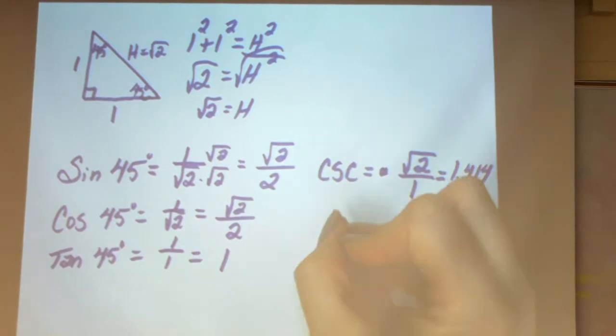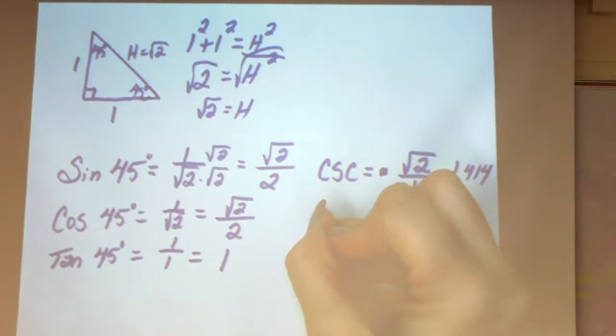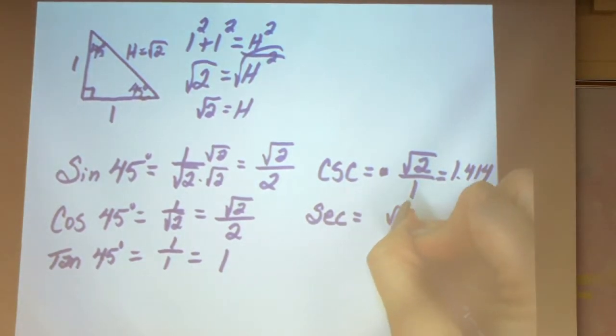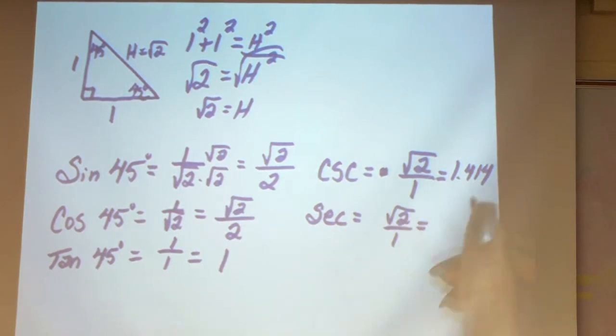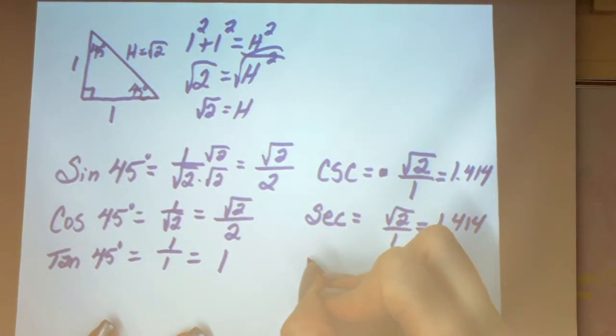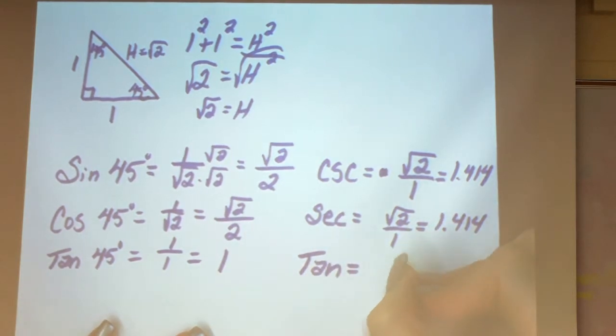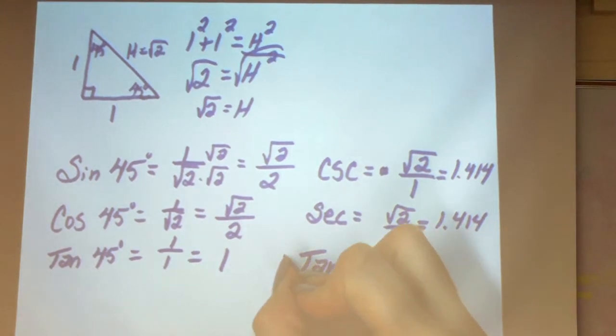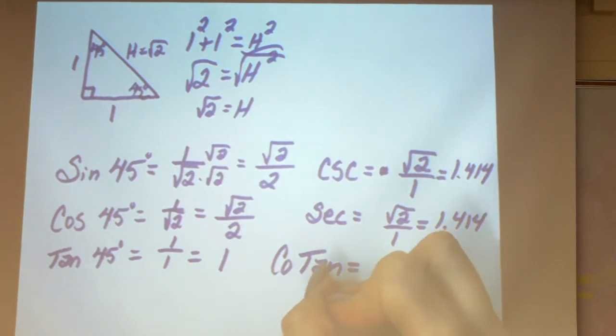Okay? For our secant, SEC is the abbreviation for that. It's going to be the exact same thing. So square root of 2 over 1, which is 1.414. Okay. For our cotangent, the reciprocal of 1 is 1. Okay. Those are the special values that we will get for sine, cosine, tangent, cosecant, secant, and cotangent. COT is the abbreviation for cotangent.